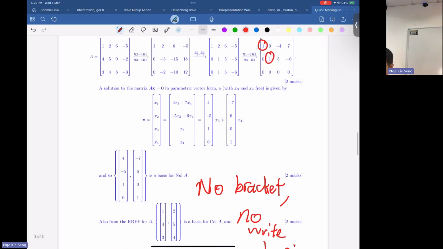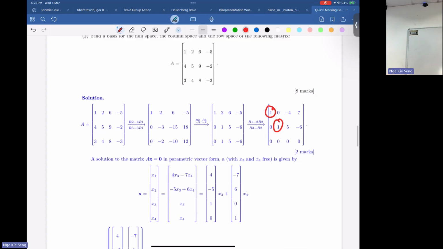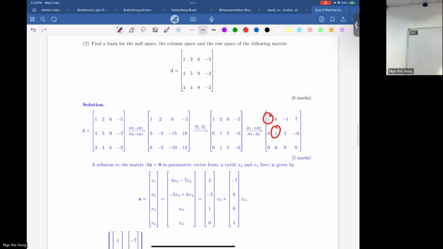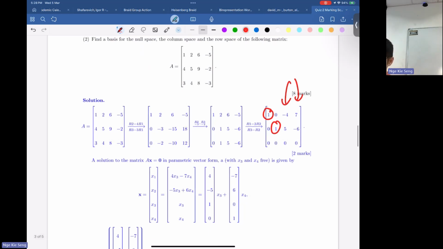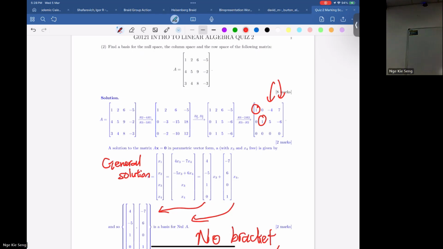And so how to figure out the null space? The null space corresponds to the number of free variables here, so these two free variables. If you want to find the null space, you need to write down the general solution, and then check that your general solution is spanned by two vectors.